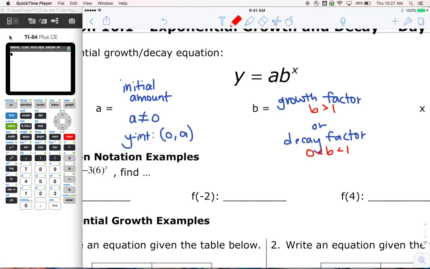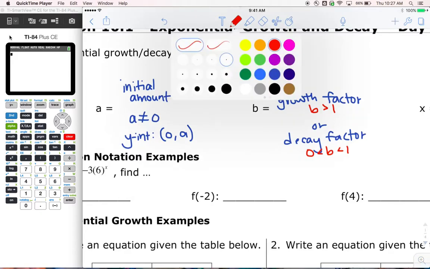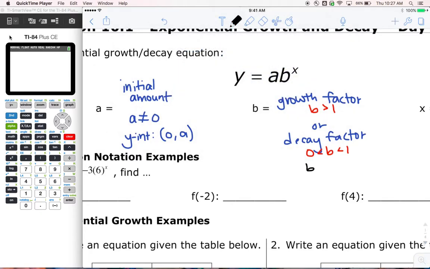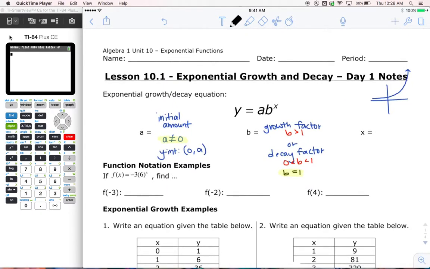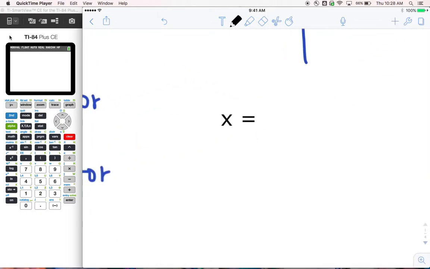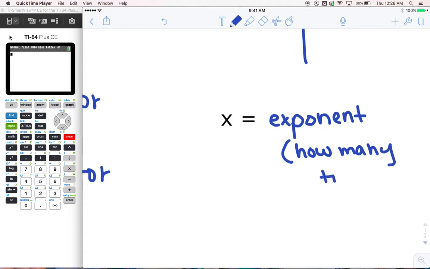All right, last but not least, it's super important to note that b cannot equal 1. And the reason that b cannot equal 1 is because if I used a 1 right here, no matter what exponent I use, I'm always going to have a 1. So it would not allow us to grow. Let's look at the x. In this case, x is our exponent. It's the first time that we've had a variable as an exponent. And when we're looking at x, we are asking ourselves how many times. That's usually what we're using for that x value.